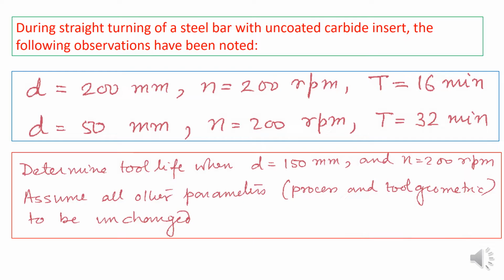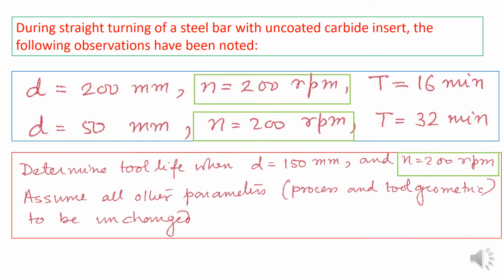So what is the peculiarity of this particular problem? The peculiarity is that cutting speed has not been mentioned. What has been mentioned is that diameters are different, but their RPMs are the same, which is 200 RPM. Now let us see how to solve this.